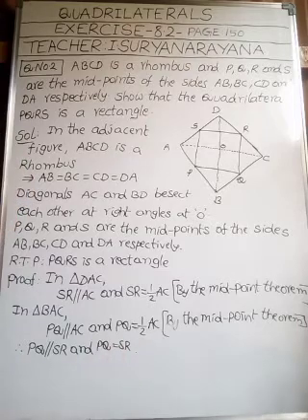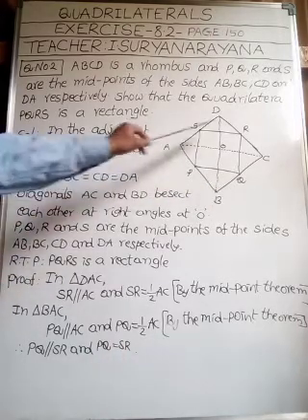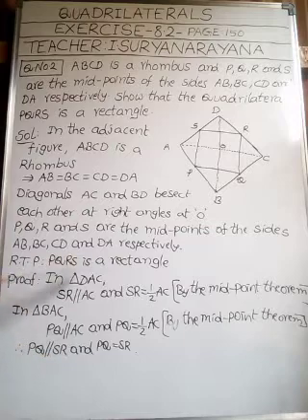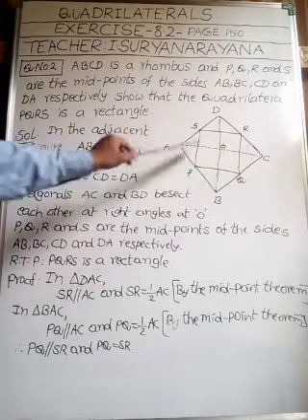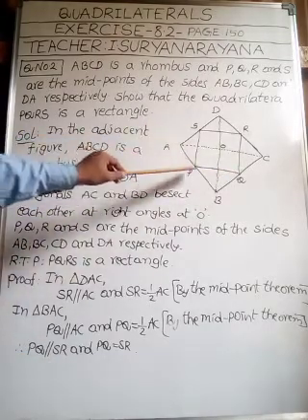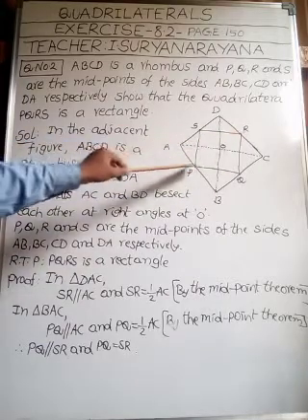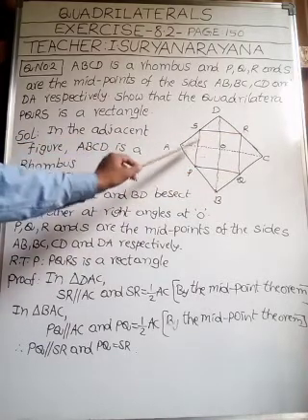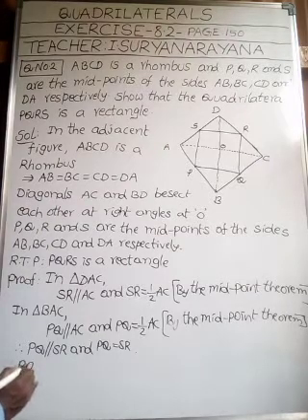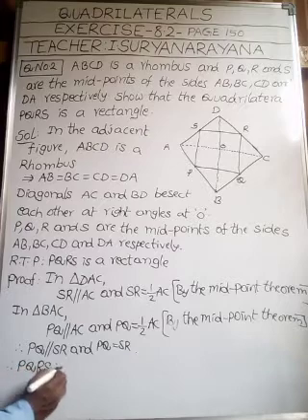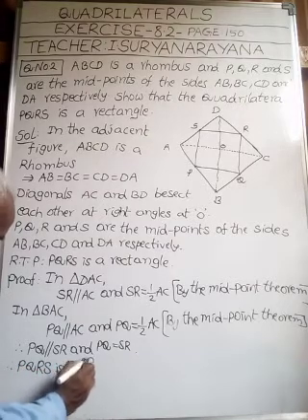So in this quadrilateral PQRS, this result we already proved in the first question. We are using the same result here. In quadrilateral PQRS, PQ is parallel to SR and PQ is equal to SR. Then this quadrilateral is said to be a parallelogram. Therefore, PQRS is a parallelogram.